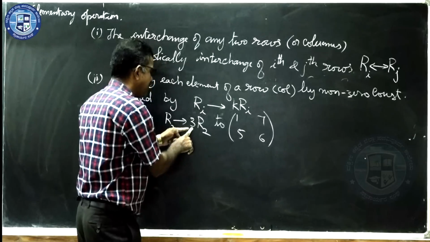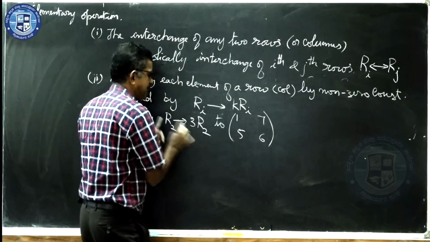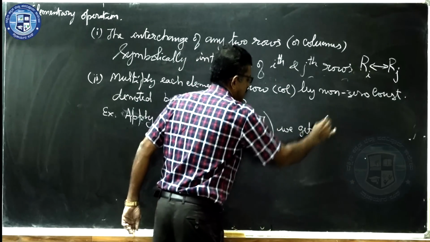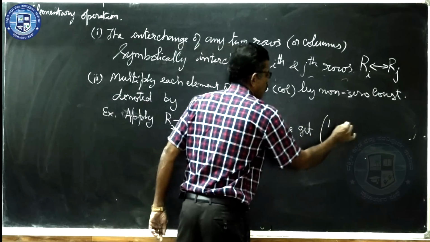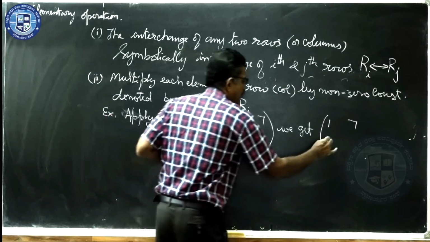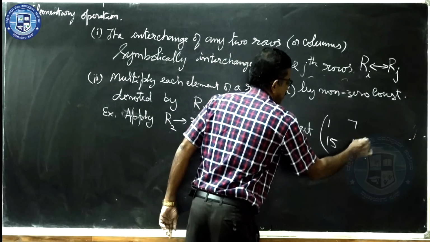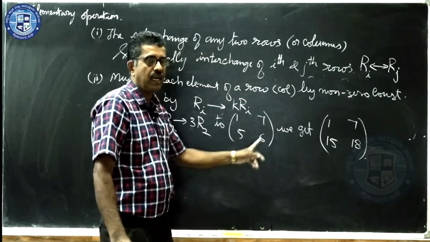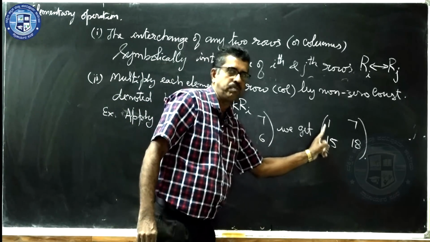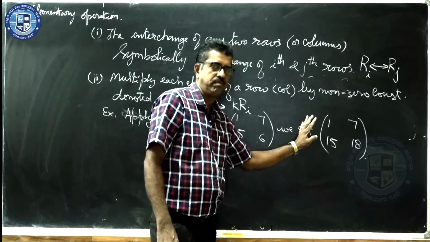I need to apply the second row, multiply each element of second row by 3. Therefore, we get first row no changes: 1, 7. Second row you have to multiply by 3. Therefore, 5 3s are 15, 6 3s are 18. So, applying the row operation, this is the new matrix formed. I hope all of you understand the second type of basic operation.